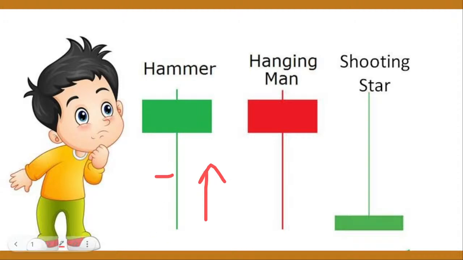We can call this part the shadow or lower wick. This one is the upper wick, or else we can call it an upper shadow. This one is a shadow or wick, you can call it that. Okay, so in the positive case, how can you find the opening and closing price?